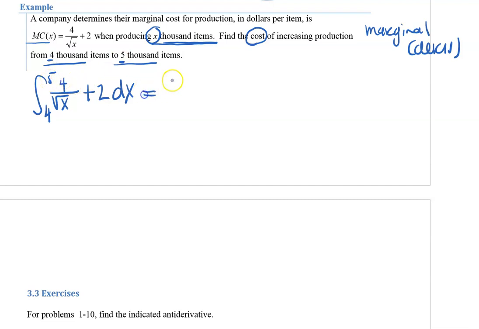So first, let's do some algebra. So I'm going to carry along everything I'm not using so far. I'm going to say this is 4x to the negative 1/2.